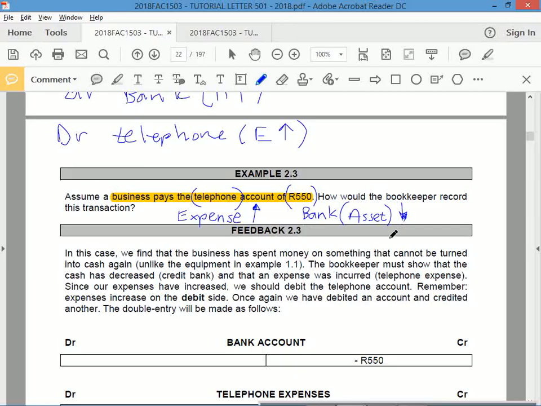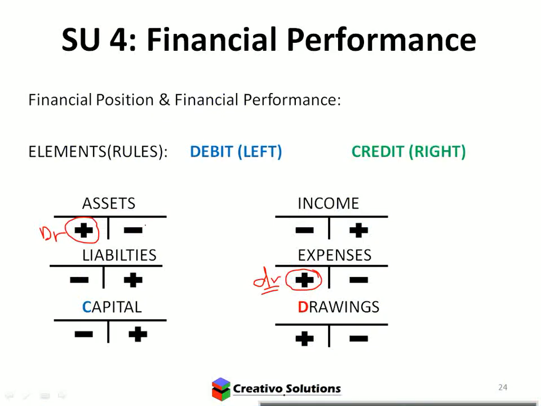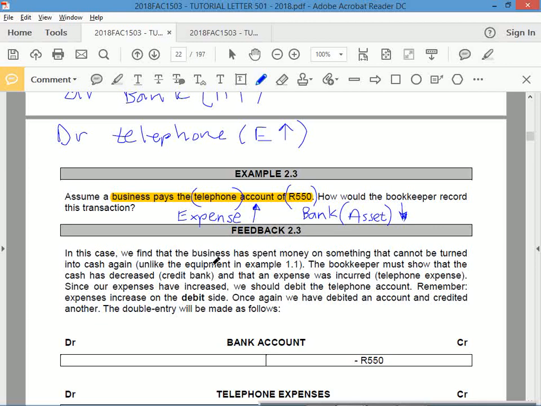Bank we said was an asset that's decreasing. Go to your rule, you've studied it, you look at it, there it is, right? Assets decrease where? On the credit side. So that's what I'm going to be writing down here. Credit bank, asset decrease. And there's everything.